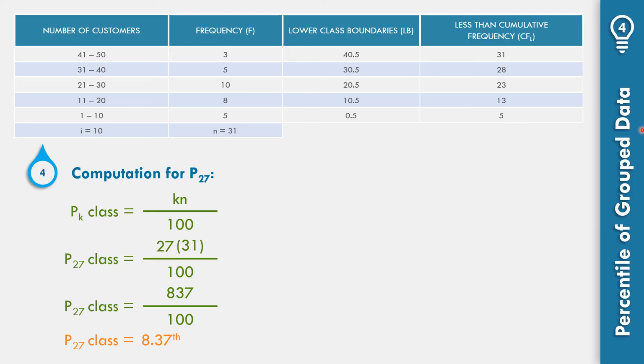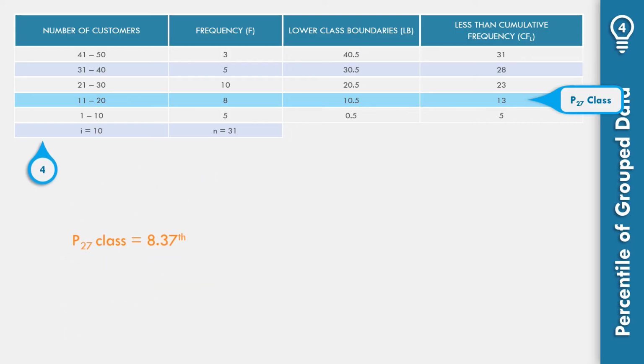So 8.37 is between 5 and 13. So we will choose the highest, that is 13. So the P sub 27 class is the interval 11 to 20. So let us continue to solve for the P sub 27.